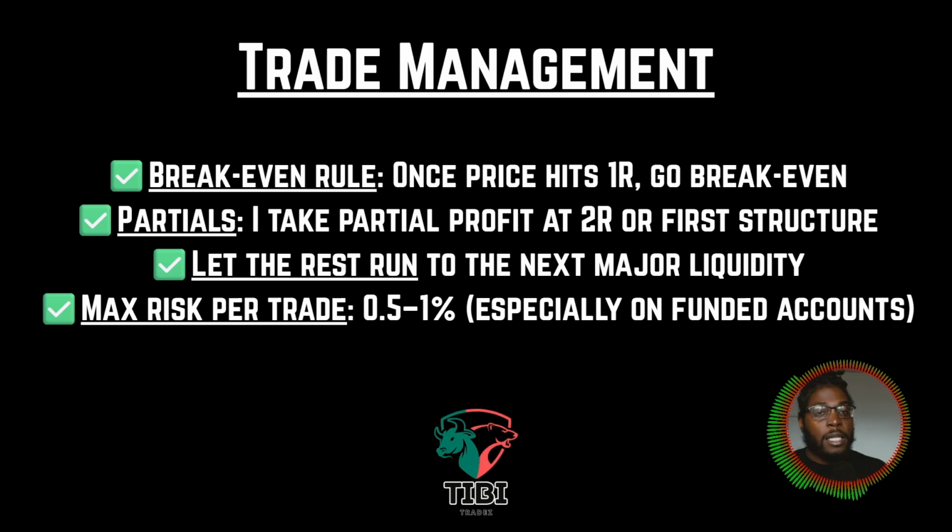All right. The next one is going to be partials, taking partials at 2R. So once you get past the 1R and 2R, if you're risking 500 and you're at 1,000, you will want to take maybe half, or whatever percentage you're cool with.